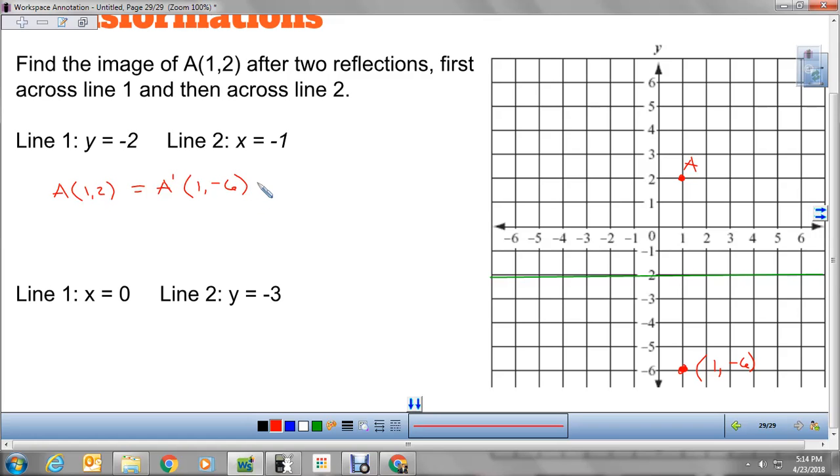Now, the next thing we're going to reflect, which is going to give us a double prime, is over the line x equals -1. So a different colored line here. X equals -1 means it's a vertical line that crosses the x-axis at -1. So we are 1, 2 to the right, so we're going to be 1, 2 to the left, which puts us at a -3 and a -6. So our A double prime is going to be at -3 and -6.